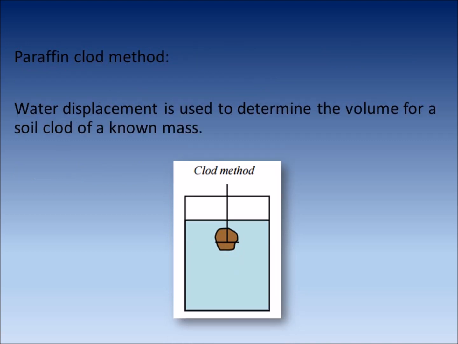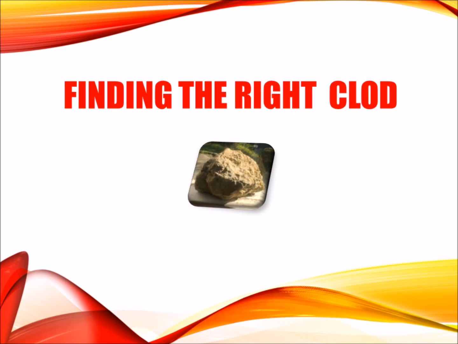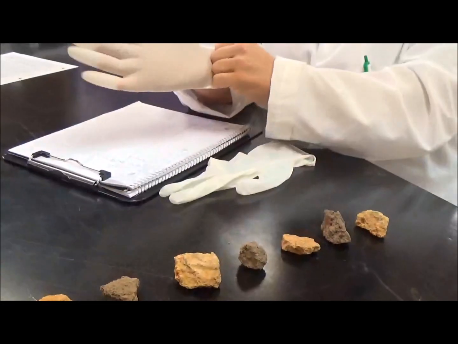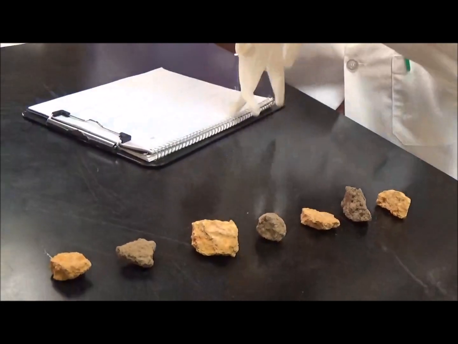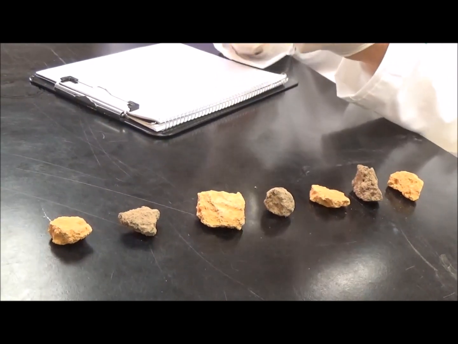The paraffin clod method uses water displacement to determine the volume for a soil clod of a known mass. Obtain a clod from the soil you wish to measure. Using the right clod is very important for doing the paraffin clod method.